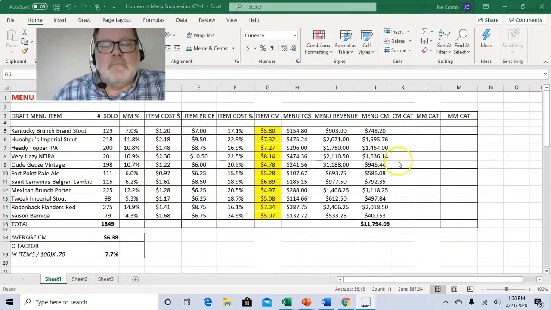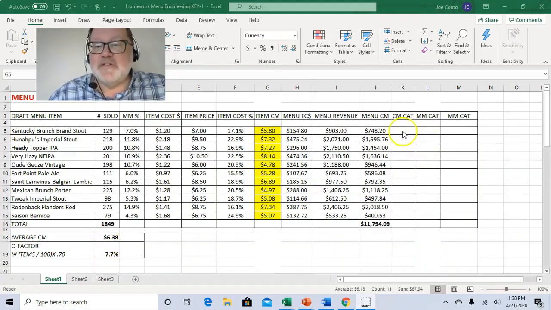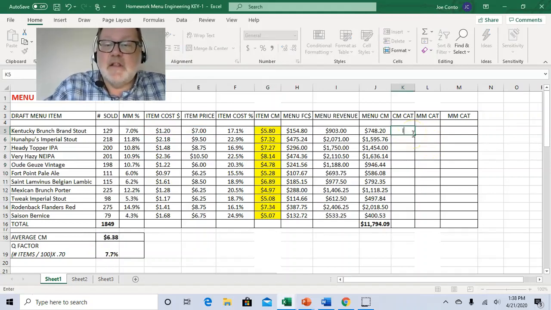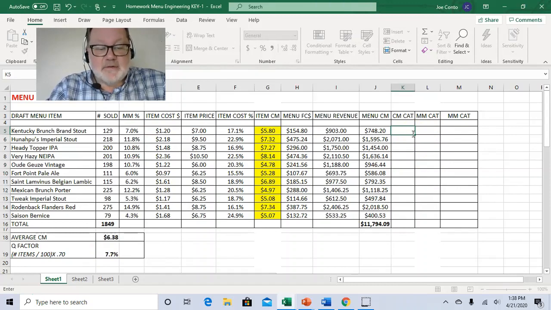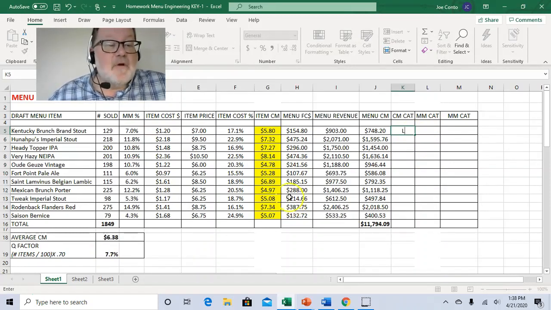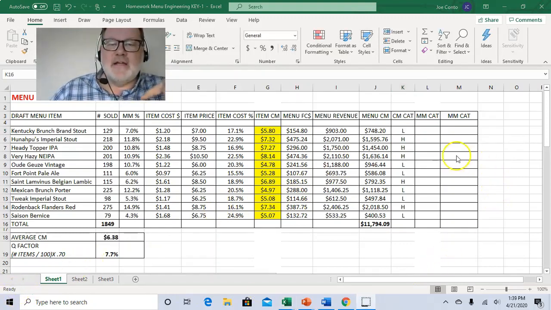It's just easier for me to keep track of what I'm doing. So I know that my average contribution margin is $6.38. Well, for this first one, $5.80 is lower than $6.38, so I'm going to give that a low. And I'm going to go back and forth, high, low for each one of them. I'll be right back when that's done. And you can see that compared to $6.38, some of these are lower and some of these are higher.